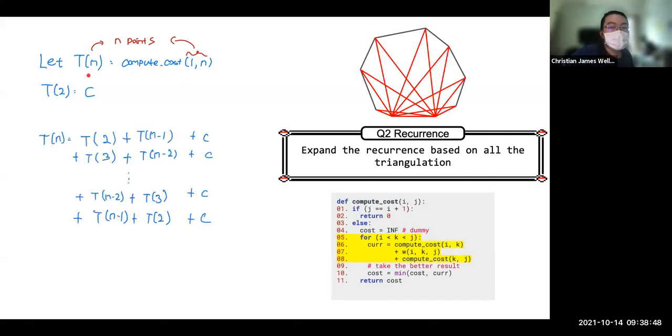So Tn is all of this, right? It's T2 plus Tn minus 1. So this is T2 times Tn minus 1, then T3, a polygon with 3 points, and Tn minus 2, and so on, right? So you increasingly increase the size of the polygon on one side and decrease it on the other.